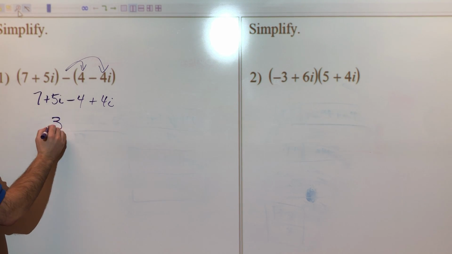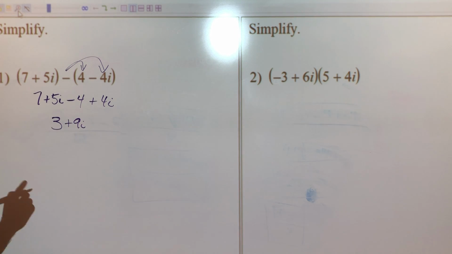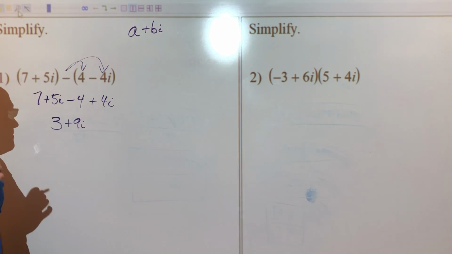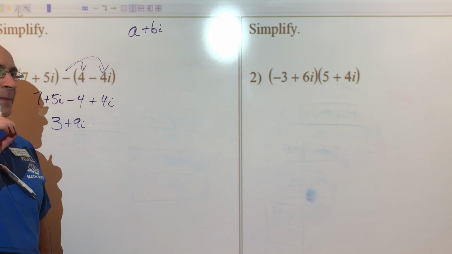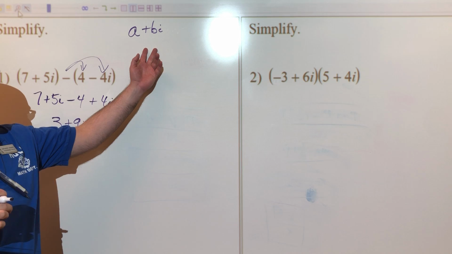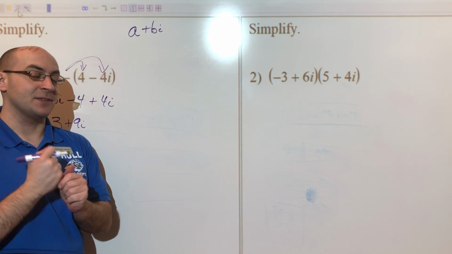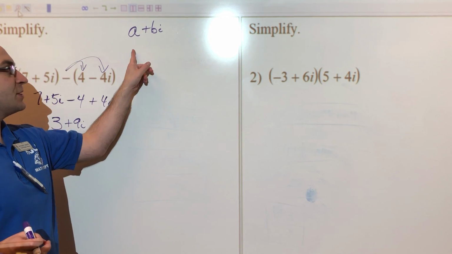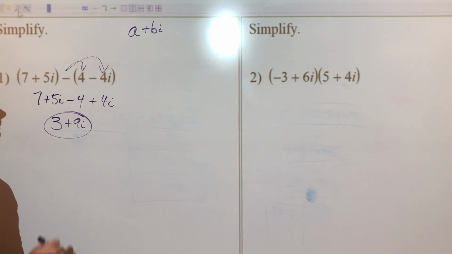7 minus 4 is 3. And 5i plus 4i is a positive 9i. Now, remember that the form has to be a plus bi. Now, mathematically, algebraically, there isn't anything wrong from a context standpoint if it was switched because it's plus, but this is the preferred form. So on the test or quiz or on the constructed response section specifically, please make sure that your final answer is in a plus bi form. Okay, so my final answer here is 3 plus 9i.